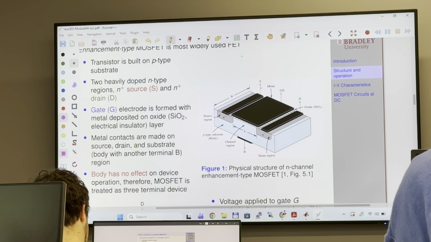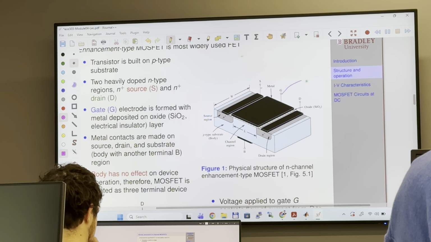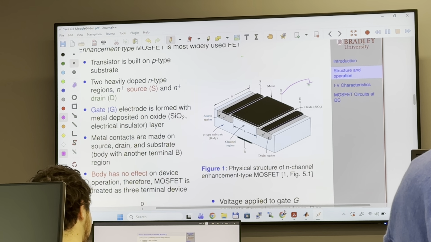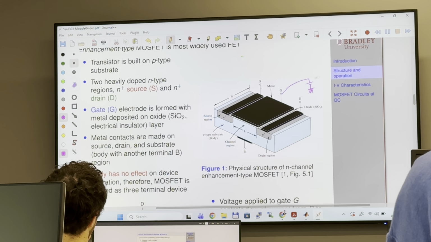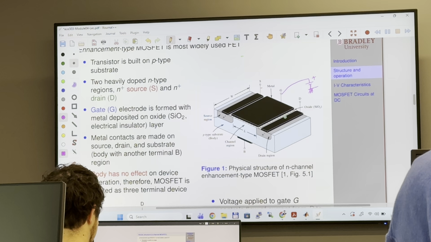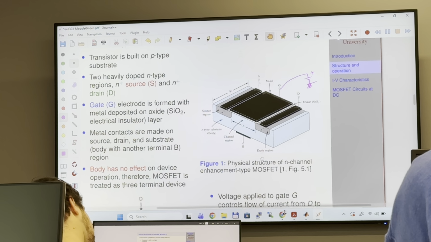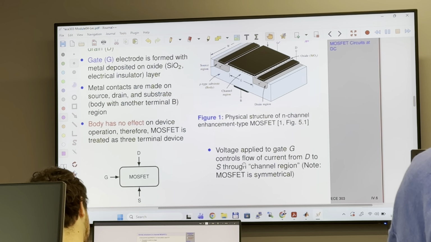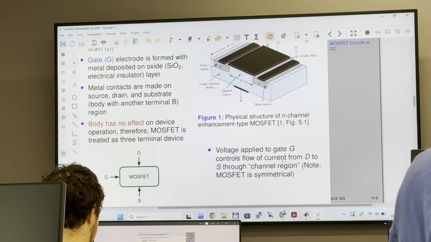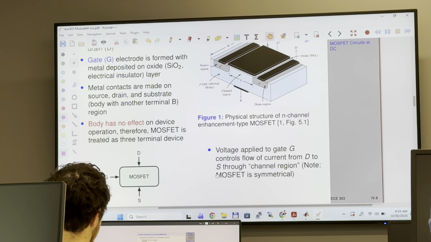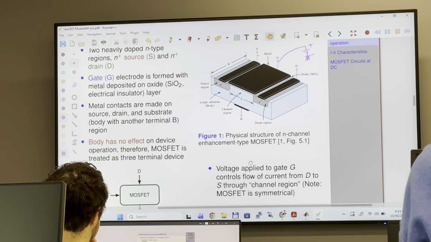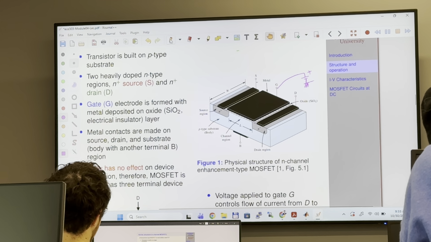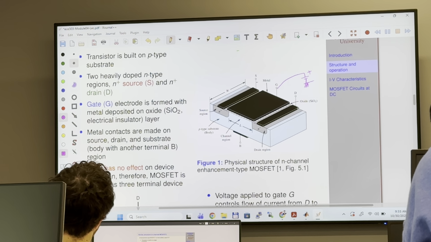Once you apply some gate voltage, so let's say you connect it to a battery or voltage source, the voltage applied to the gate controls the flow of current from drain to source through the channel region. I'm just going to talk a little bit about the channel region in a moment.